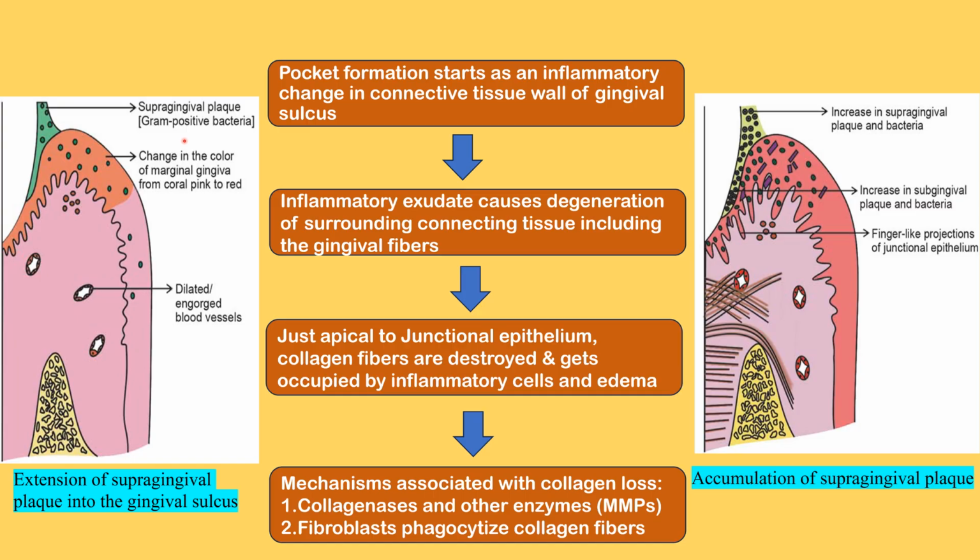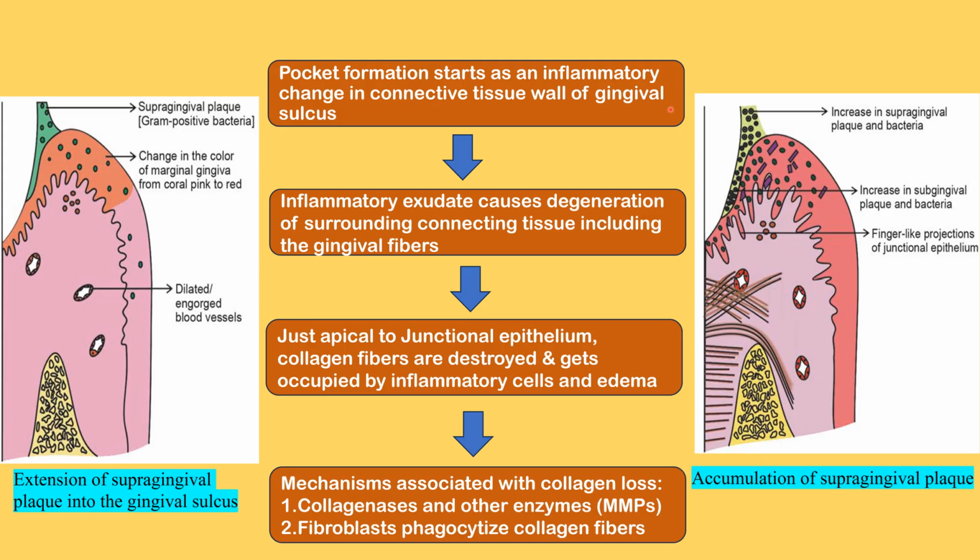Initially, there is presence of gram-positive bacteria in the supragingival plaque, and there is minor change in the color of marginal gingiva from coral pink to red. Later on, there is increase in the supragingival plaque and bacteria, which seeps into the gingival sulcus and results in increase in the subgingival plaque and bacteria. In the subgingival plaque, there is predominance of gram-negative bacteria. We can also see that the junctional epithelium projects into the connective tissue in a finger-like manner.